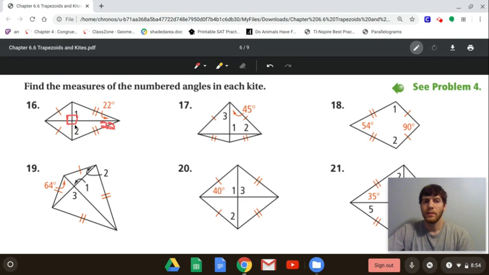And then we have 90 here. So we have two of the three angles in the triangle. We know the three angles of any triangle add up to 180. So we can do 180 minus 90 minus 22. That should give us 67. So the measure of angle 2 here is going to be 67 degrees. 22 degrees and 67 degrees.